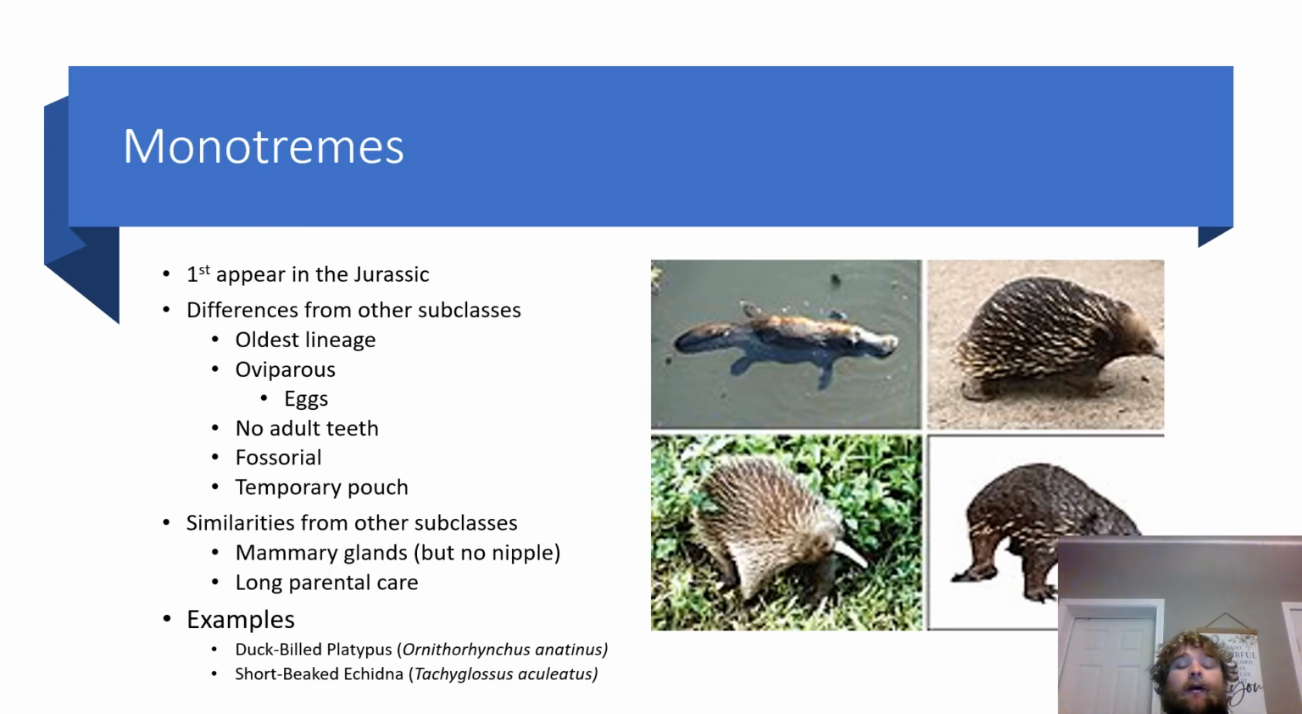And they do have a temporary pouch for these eggs. Similarity to other mammal subclasses is they do have mammary glands, but an important note is they do not have a nipple. They still give their young and nourish their young with milk, but it's just not through a nipple. It's more like a sweat-like process. And like most mammals, they do have long maternal care. Some examples of monotremes can be the duck-billed platypus, which is pictured in the top left corner of that picture, and then the short-beaked echidna.